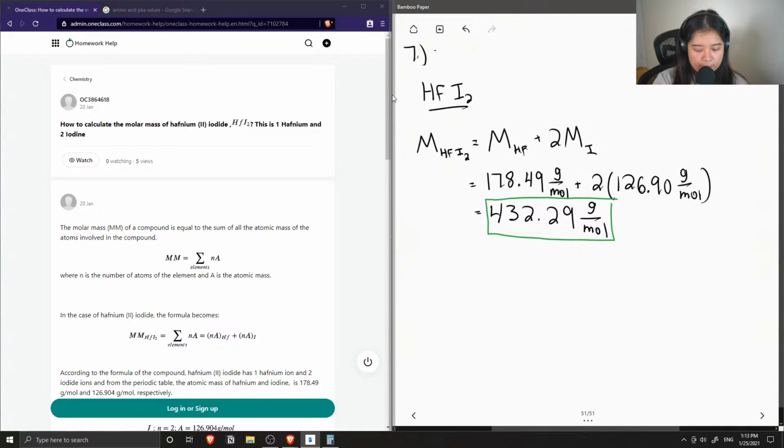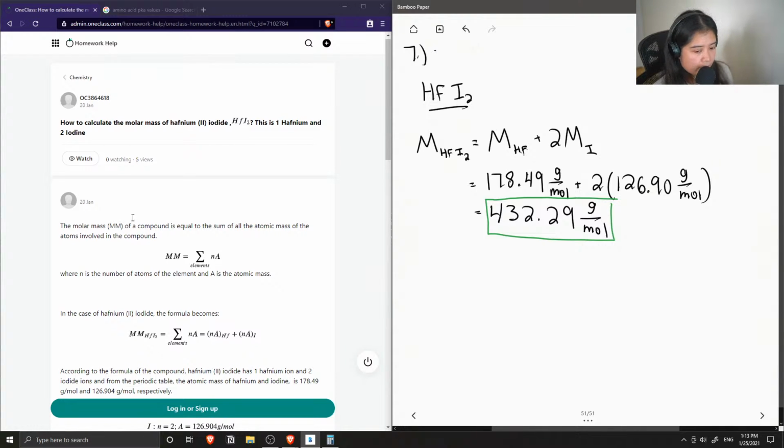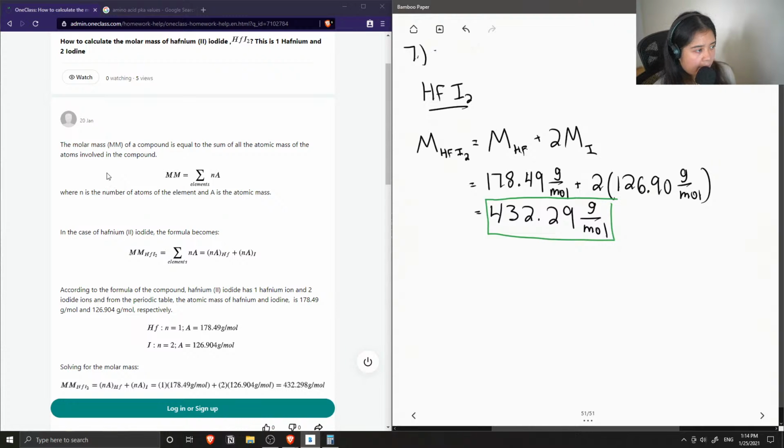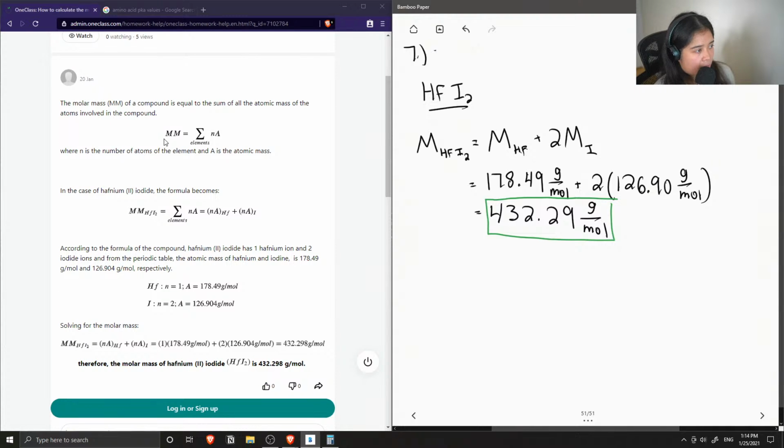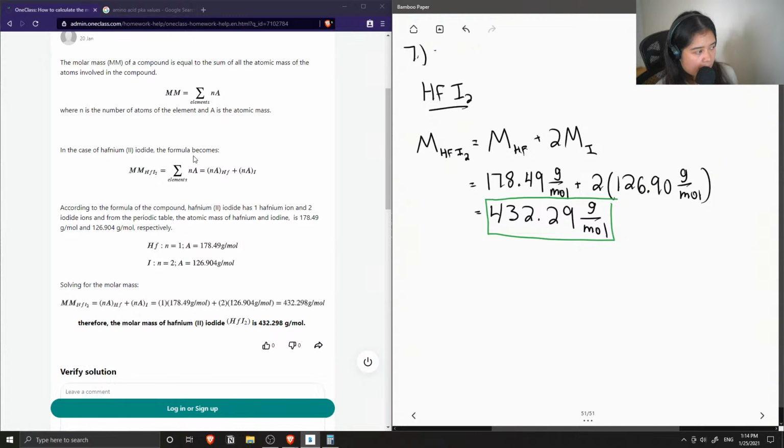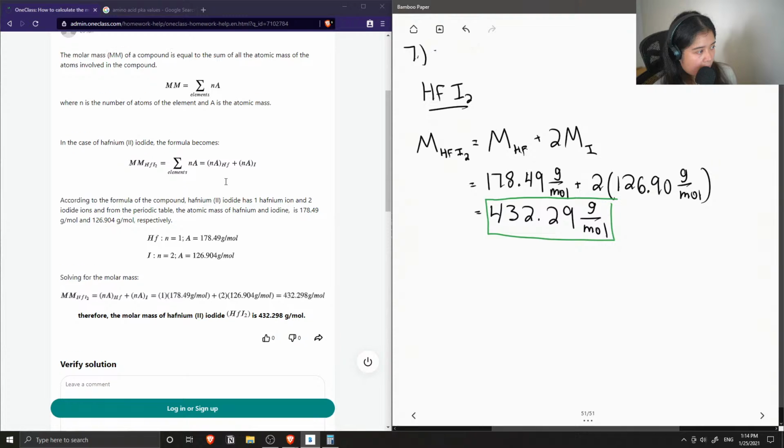Okay, so now let's see what the junior tutor said. The molar mass of a compound is equal to the sum of all the atomic masses of the atoms involved in the compound. So they have mm as molar mass, but it can also just be denoted as a capital M, and it's equal to the sum of the elements NA, where N is the number of atoms, and A is the atomic mass. In the case of hafnium-2 iodide, the formula becomes this.